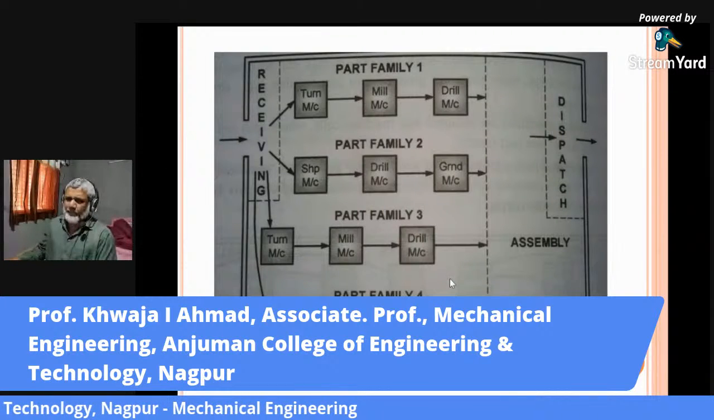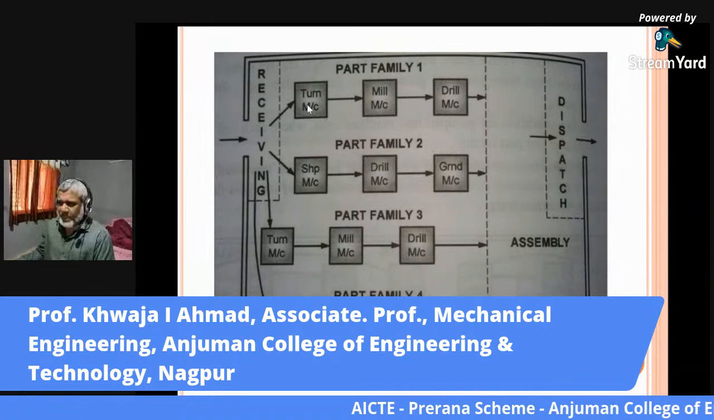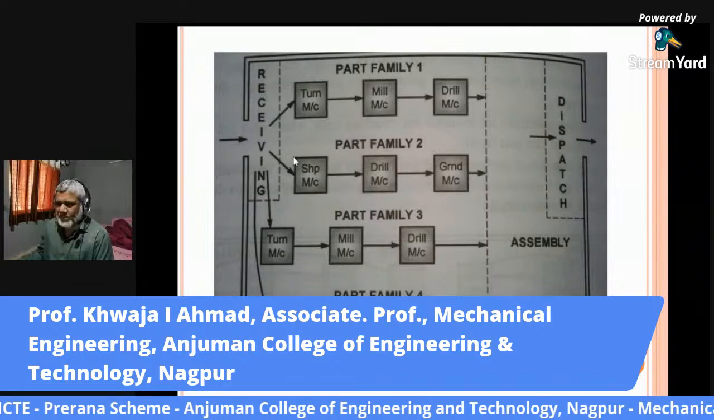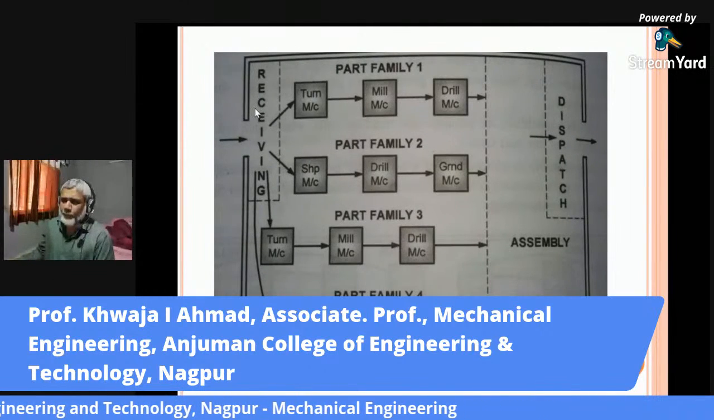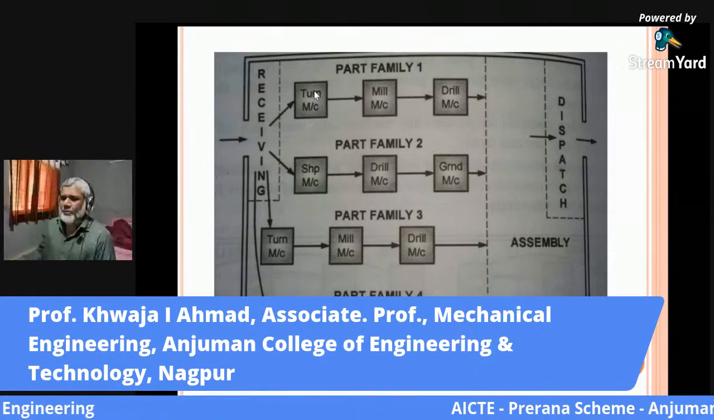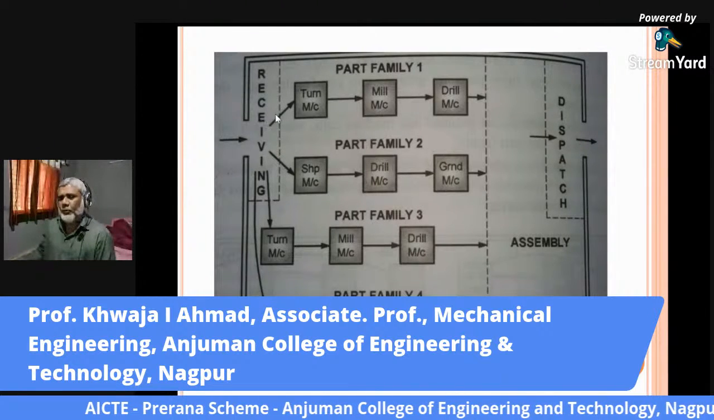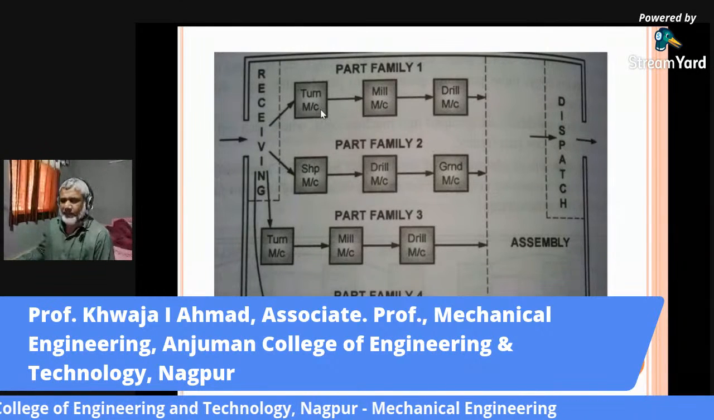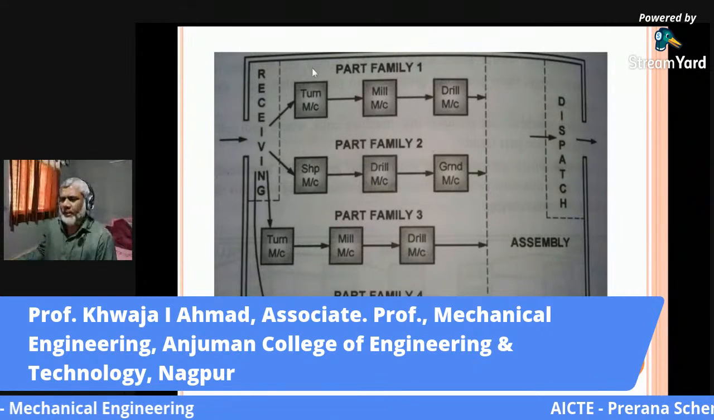This is a simple example where the turning machine, milling machine, drilling machine are for part 1 family, and these are for part 2 family: shaper, drill and grinding machine. So the families are grouped together on the basis of the same design. Suppose a shaft is there, and similarly a square block is also there. Those can be turned on a simple turning machine, lathe machine. Suppose a shaft of a circular diameter can be turned on a simple turning machine.